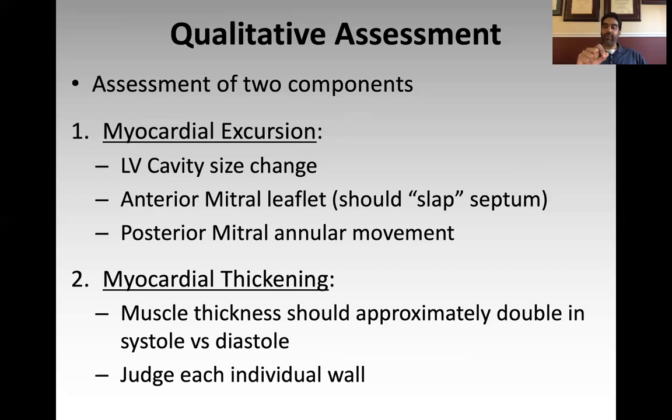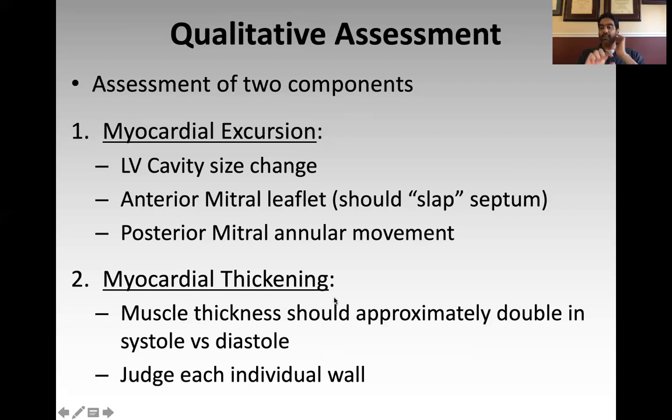And when the LV contracts, that annulus is going to move back and forth. And just look at it qualitatively and see how much mitral annular movement you get. Okay, all of these three things are an assessment of myocardial excursion, but that's only half the story. The other half is looking at the actual thickening of the muscle. Because a muscle does two things when it moves, when it's alive. It moves and it thickens.